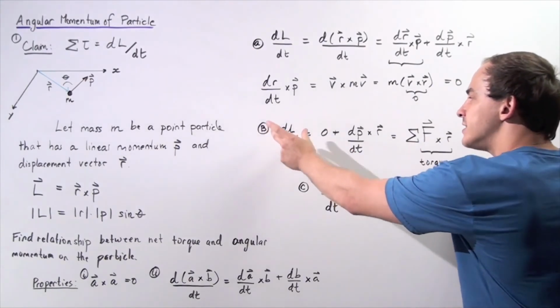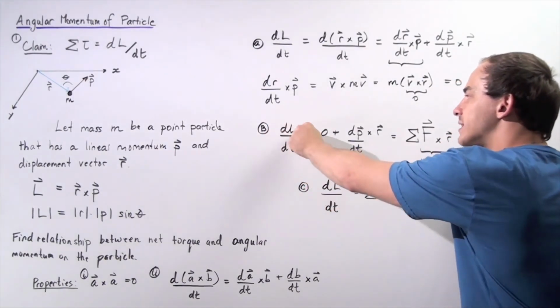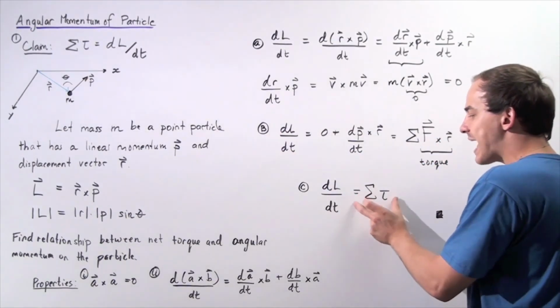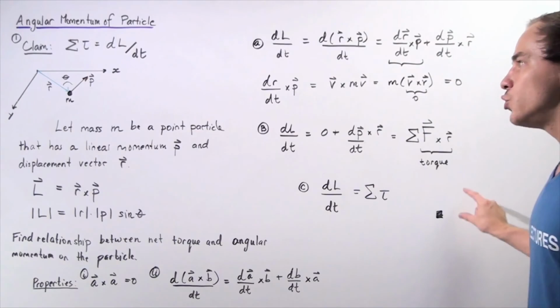So we see that the derivative of our angular momentum function L with respect to time is equal to the net torque acting on the object, and this concludes our proof.